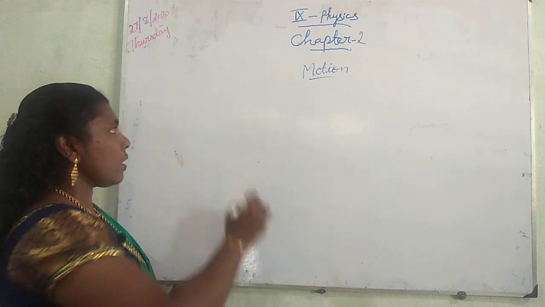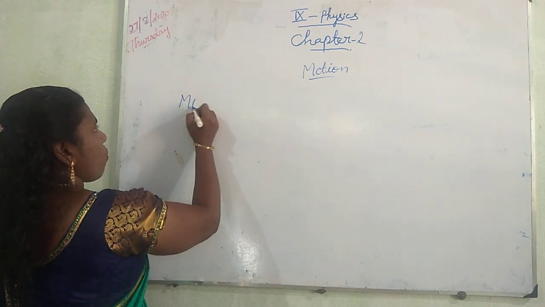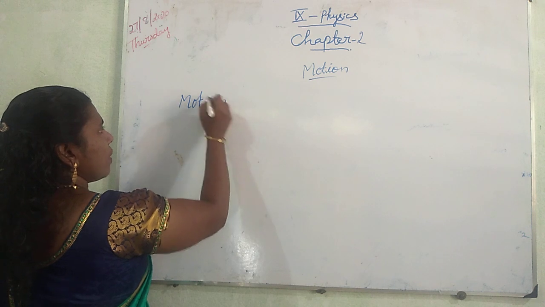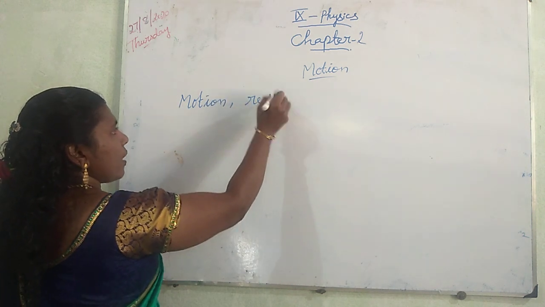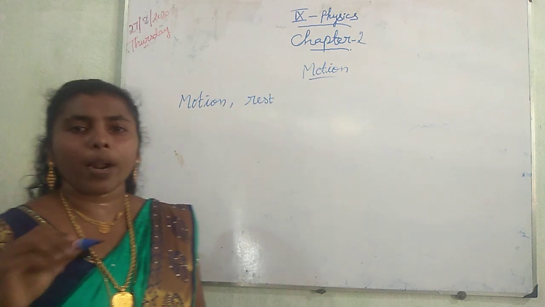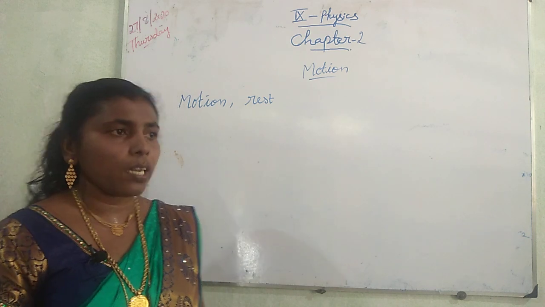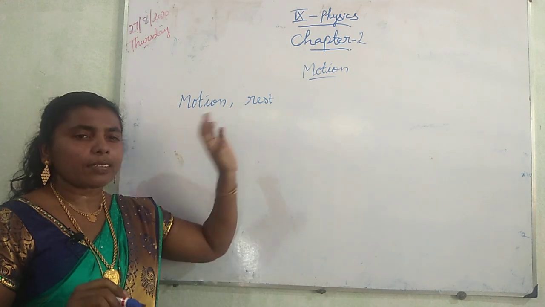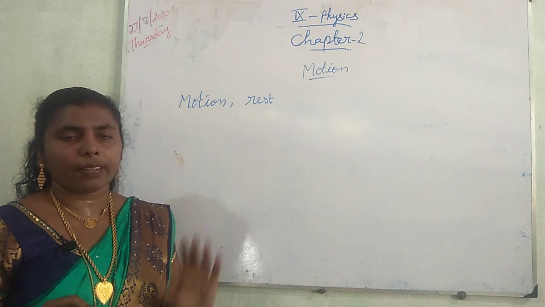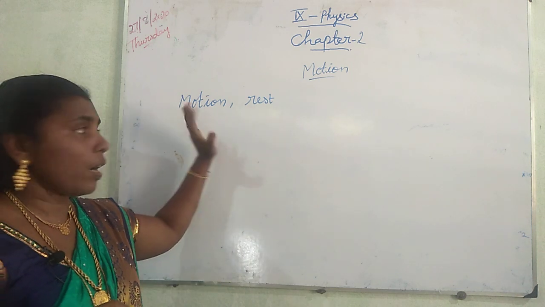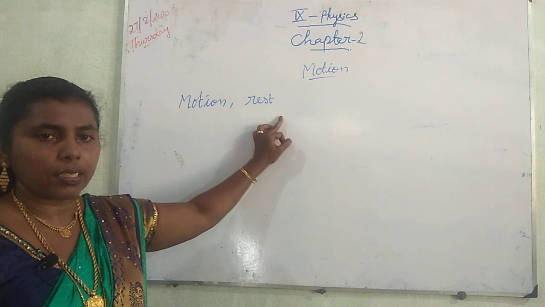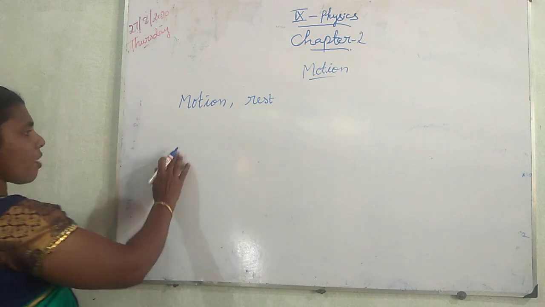So we have learned about motion and rest. What is motion? A body moves from one place to another is called motion. What is rest? The body does not move from one place to another is called rest. Now you are clear about motion and rest. Then we can see the types of motion.